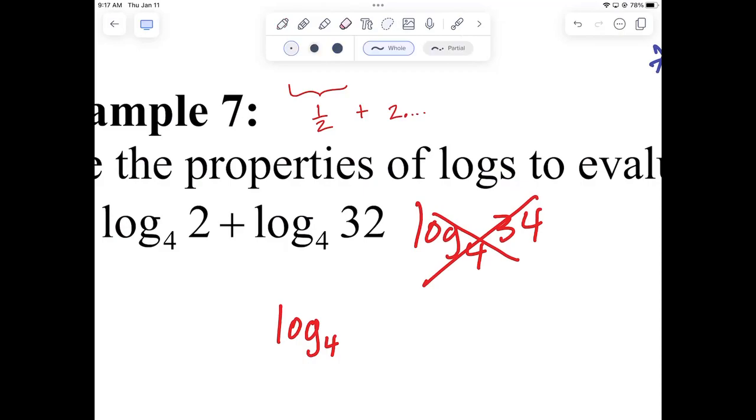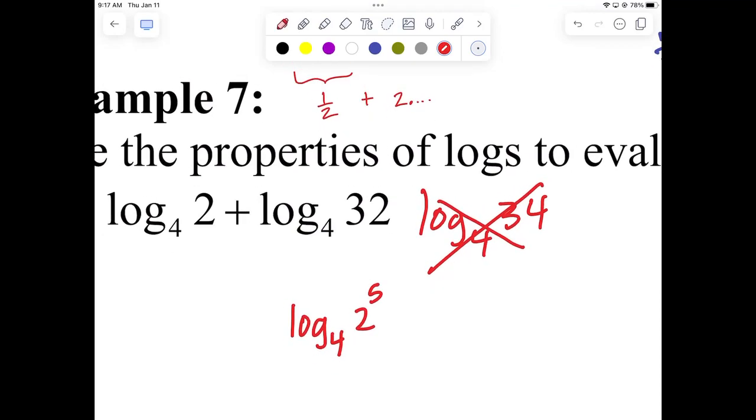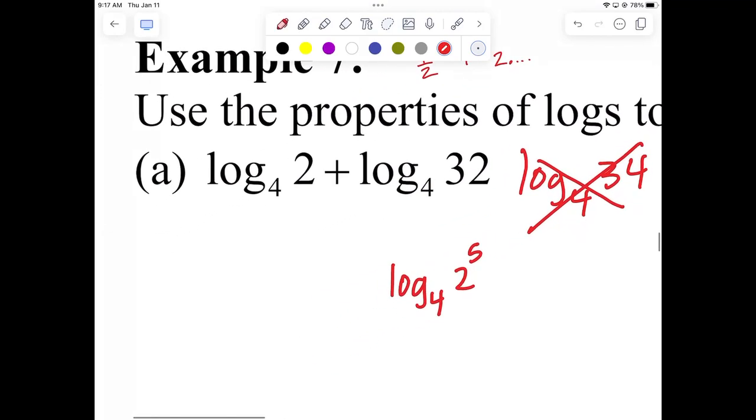you said log base 4 of 2 to the 5th. There you go. Is that what you mean? Write 32 as a power of 2? That might work. Everyone agree that 32 is 2 to the 5th?